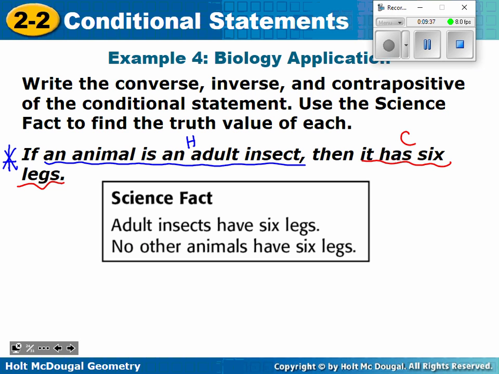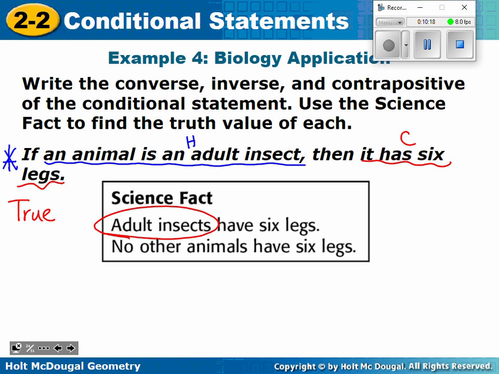So our science fact says that adult insects have 6 legs. So every adult insect has 6 legs. No other animals have 6 legs. No other animals, okay? So if an animal is an adult insect, then it has 6 legs. True or false? True. Okay, come over here. If an animal has 6 legs, then it is an adult insect. No other animals have 6 legs, and adult insects have 6 legs. So if an animal has 6 legs, it must be an adult insect. So it is true.